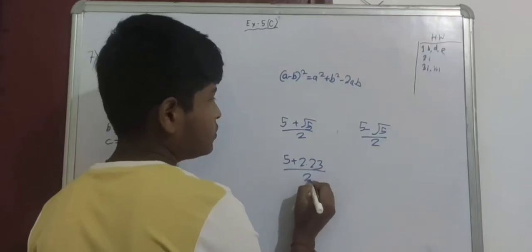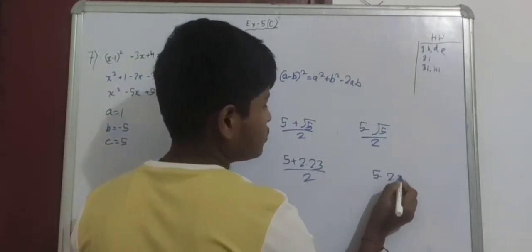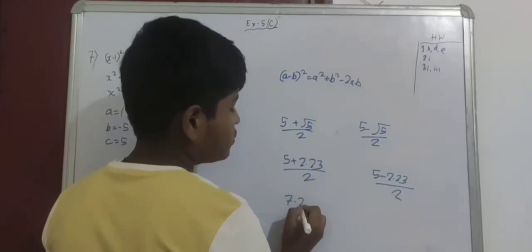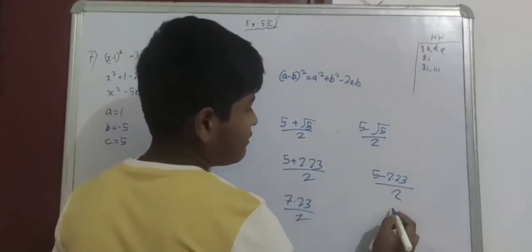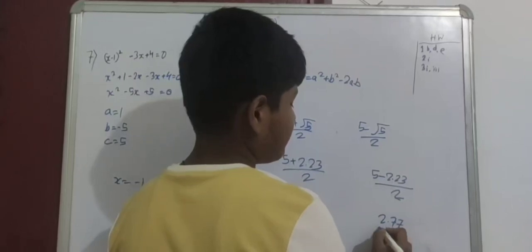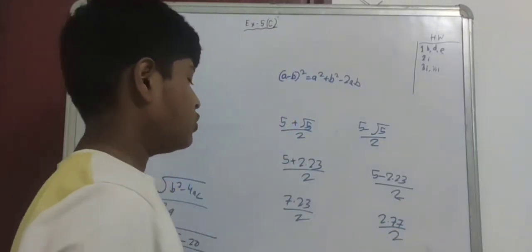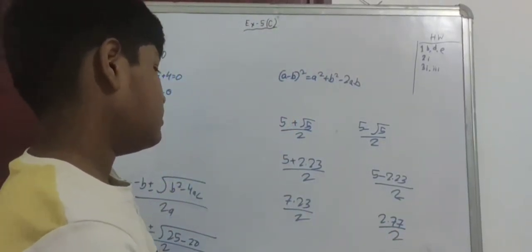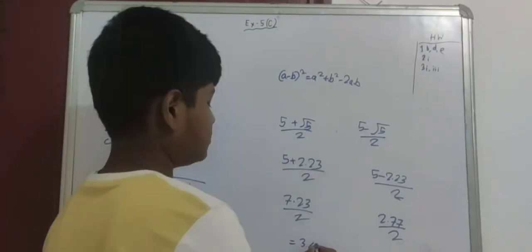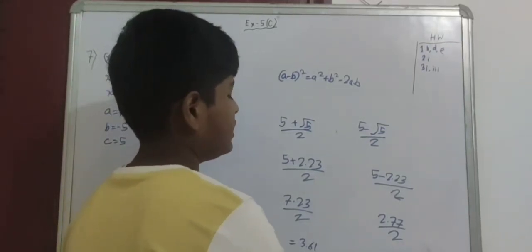2.23 divided by 2, 5 minus 2.23 divided by 2. Here we have 7.23 divided by 2. Here we have 2.77 divided by 2. Now solving it, we will get 3.61 and 1.38.